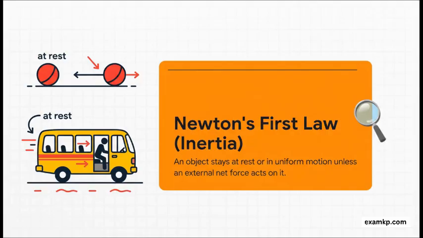First up, we have Newton's first law, which you probably know as the law of inertia. All it really says is that an object likes to keep doing what it's already doing. If it's sitting still, it wants to stay still. If it's moving, it wants to keep moving in a straight line at a steady speed. Unless, of course, a force comes along and messes things up.